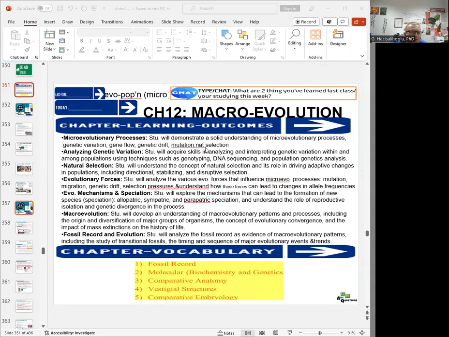Okay, so let's remember some of the student learning outcomes in this chapter. You also need to remember all the microevolution processes you learned in the previous chapter. Remember that genetic variation is also important here, and also natural selection as a mechanism, along with other mechanisms like genetic drift, gene flow, and mutations. And then today we are going to talk more about fossil records and other areas.